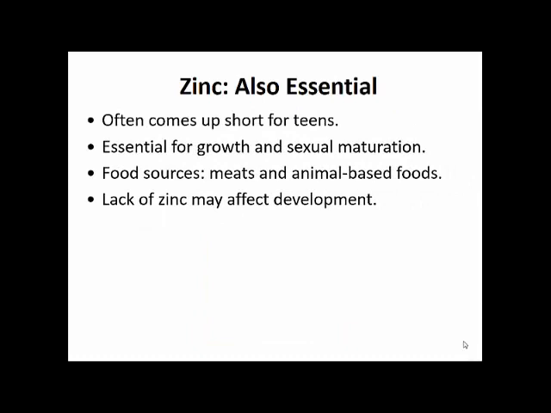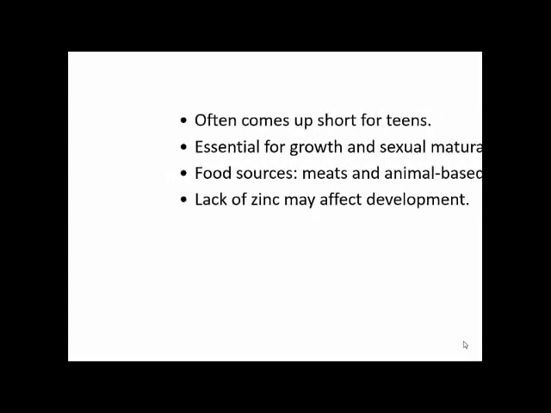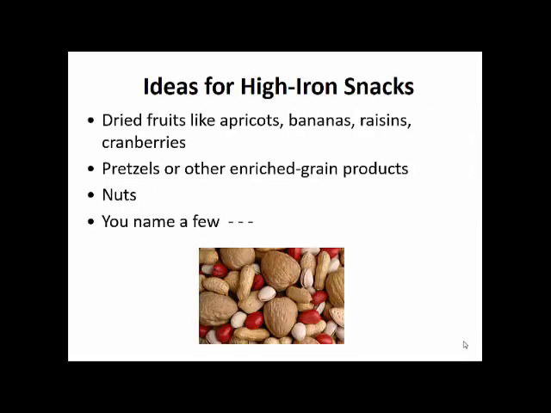Zinc often comes up short for teens, and is also essential for growth and sexual maturation. Food sources: meats and animal-based foods. Lack of zinc may affect development. Dried fruits like apricot.